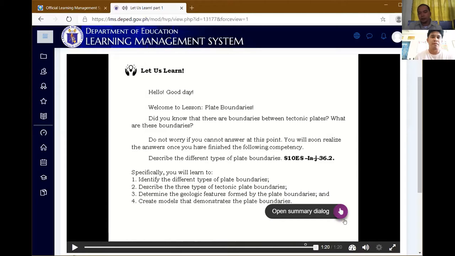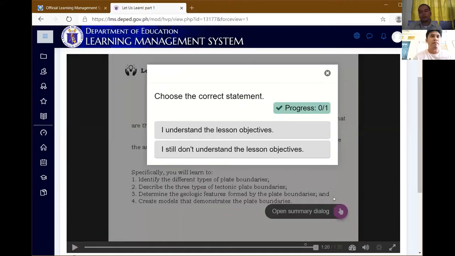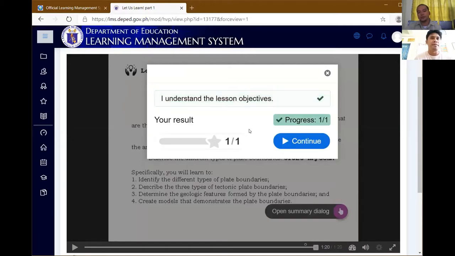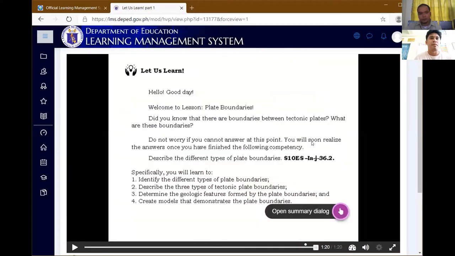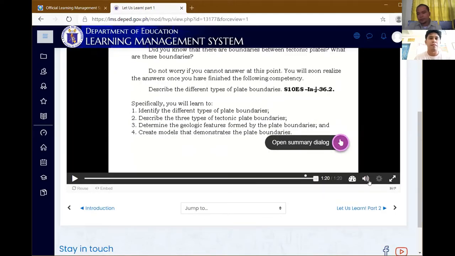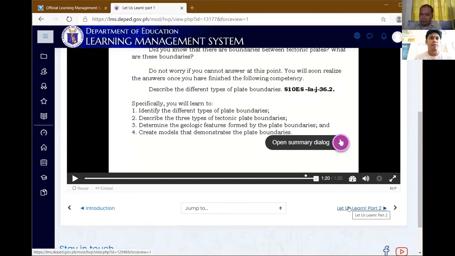Just click the open summary dialog. Okay, so did you understand the lesson objectives? Yes, sir. Okay, so just click the understand tab. This one, sir, I understand the lesson. Yes, yes. So that we can proceed to the next lesson or the next part. Okay, just roll the mouse below and then just click on the Let Us Learn Part 2.